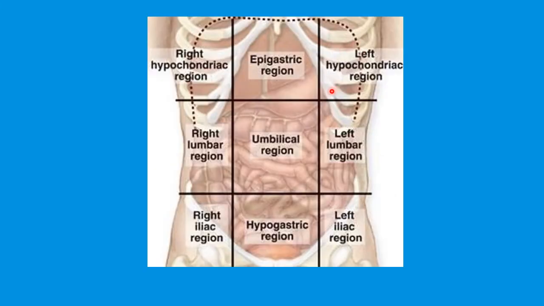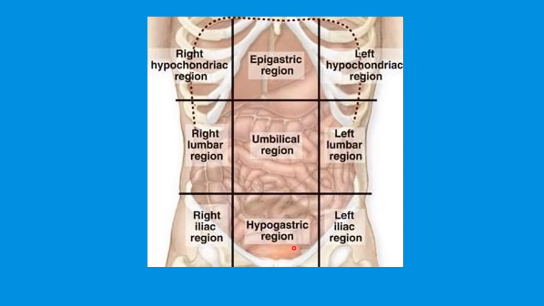Okay, some people like to further divide these four quadrants into nine regions as shown here. The upper zone is the right hypochondrial region, epigastric region, and the left hypochondrial region. The middle zone is the right lumbar region where the kidney is located, the umbilical region, mainly the intestines and part of the pancreas and stomach, and the left lumbar region, which contains the left kidney and the left ureter. And the lower zone is the right iliac region, which is mainly the appendix and the ovaries and the cecum.